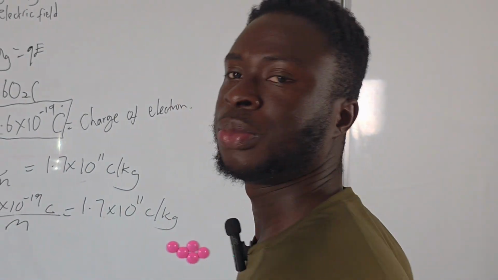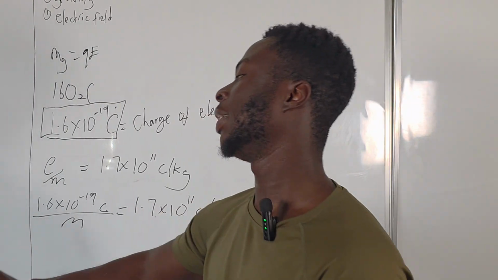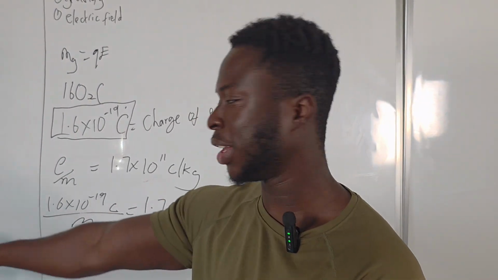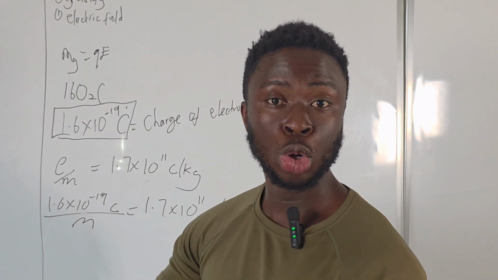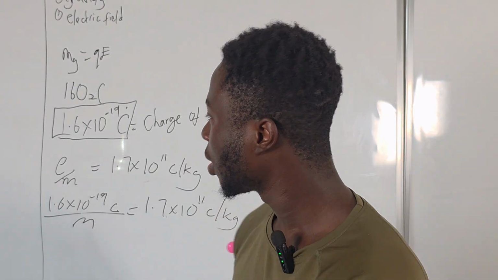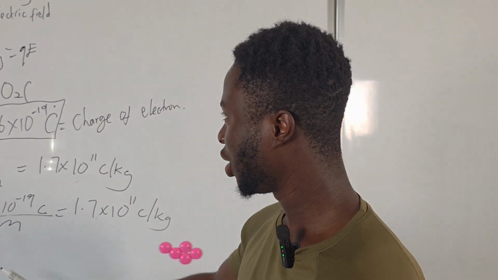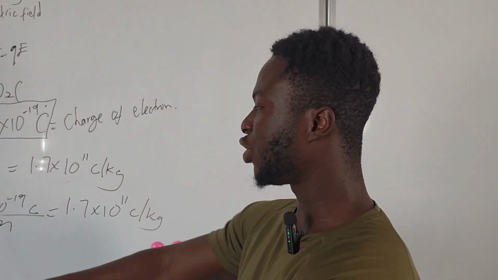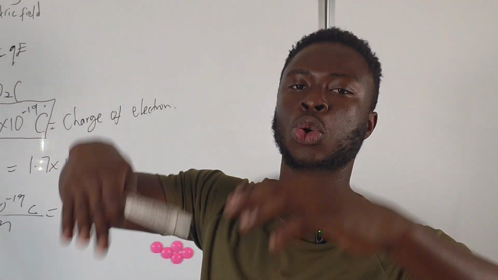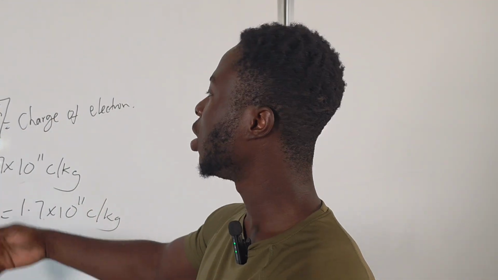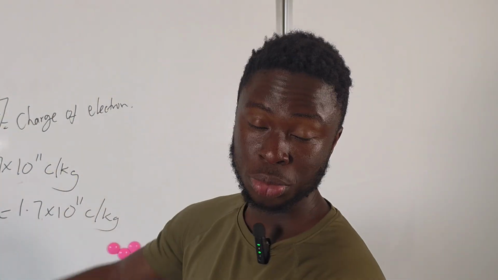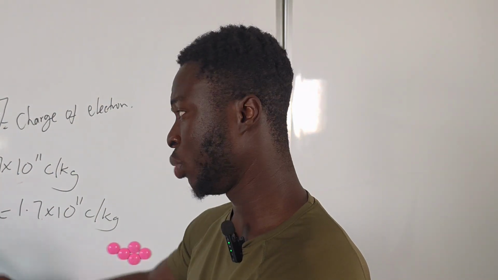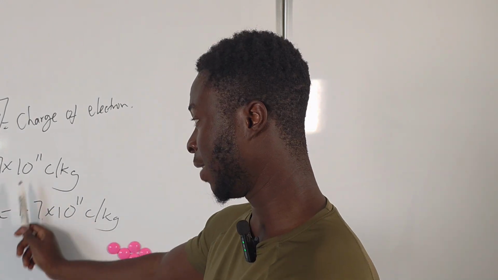Okay, so now that we know that the charge to mass ratio of an electron is 1.7 times 10 to the power 11 coulombs per kilogram, and we know that the minimum amount of charge a particle can carry, which an electron can carry, is 1.6 times 10 raised to the power negative 19 coulombs, or 160 zeptacoulombs, we could find the mass, and then we plug in the values here.